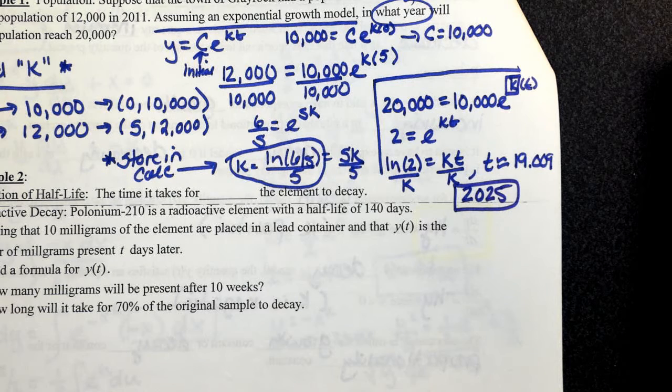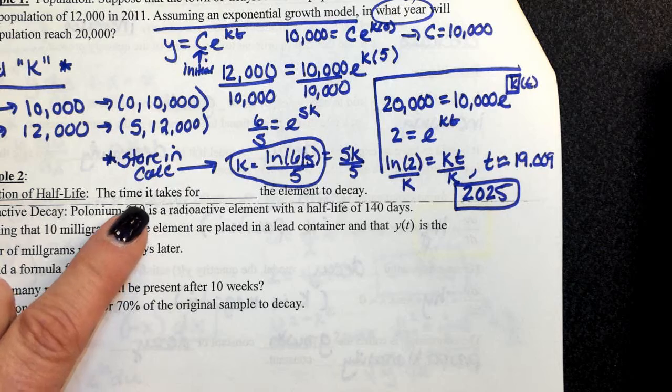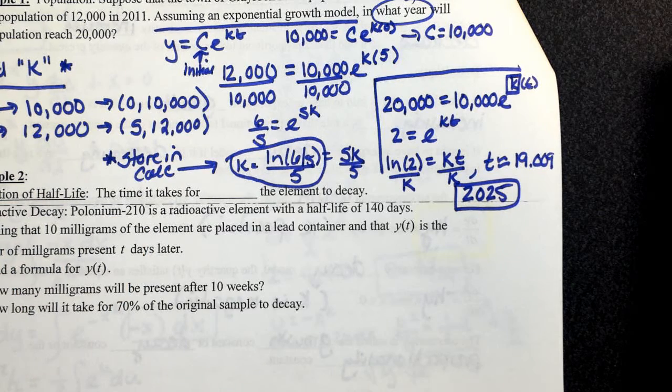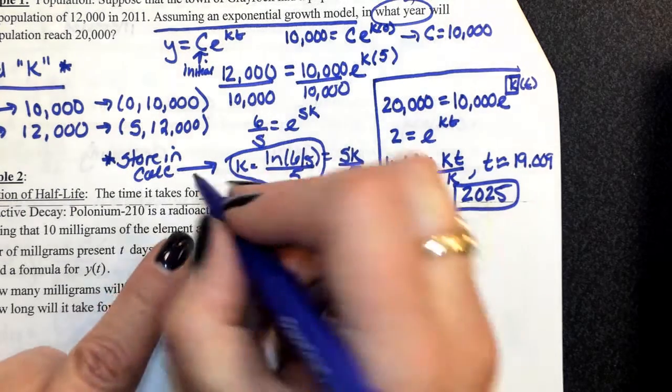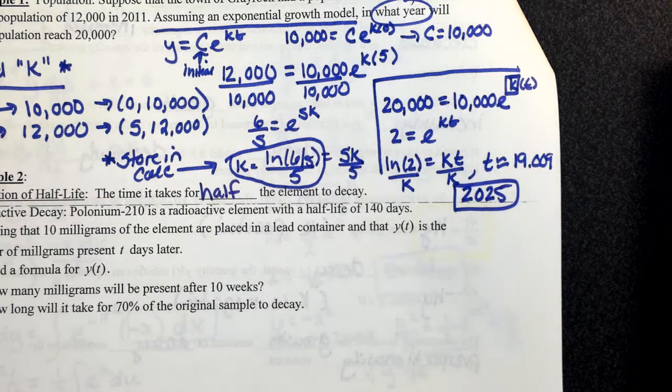Okay. So any questions on that? Remember, if that K value is not given, you always have to find that first before you can actually answer the question. All right. Another application of your growth and decay is the half-life problem. The half-life problem is when we're talking about, and it doesn't necessarily have to be half-life, they could give you another time period as well. But this is the time it takes for half of your element to decay.